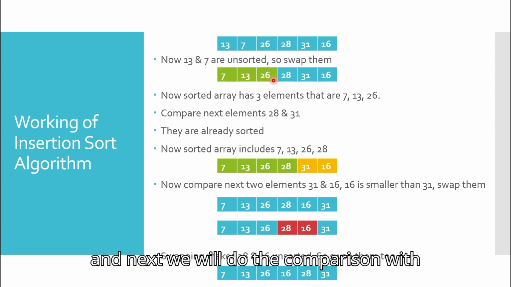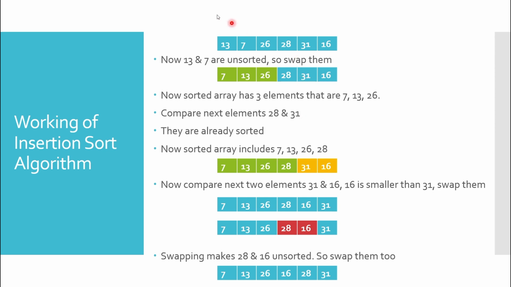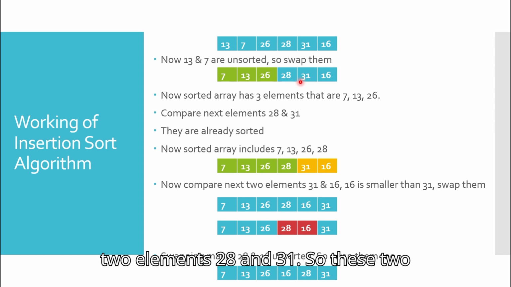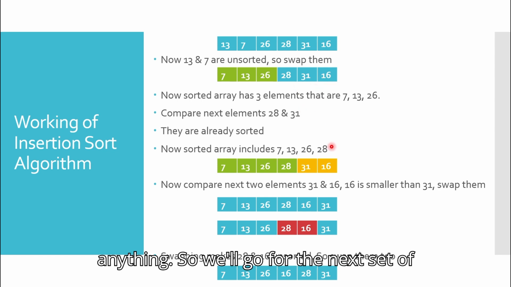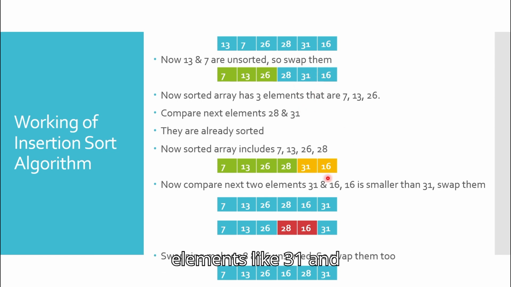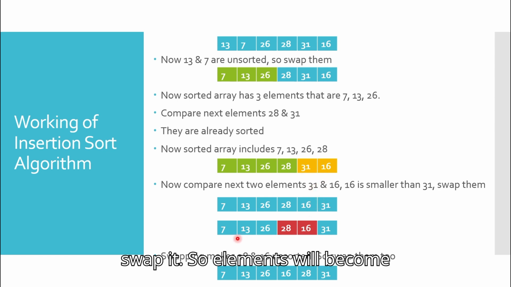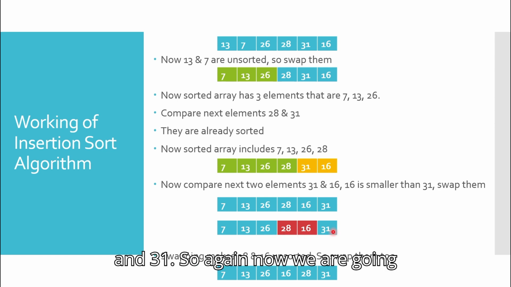Next we do the comparison of the next two elements, 28 and 31. These two are already sorted, so we need not do anything. Then we go for the next set of elements, 31 and 16. These two elements require swapping, so we swap them. The elements become 7, 13, 26, 28, 16 and 31.